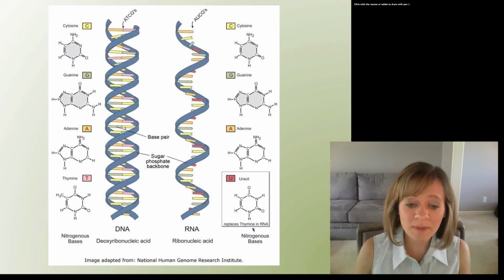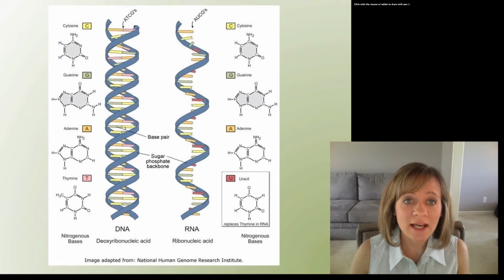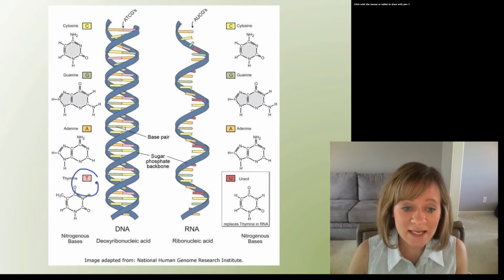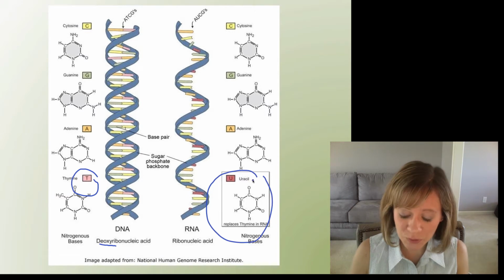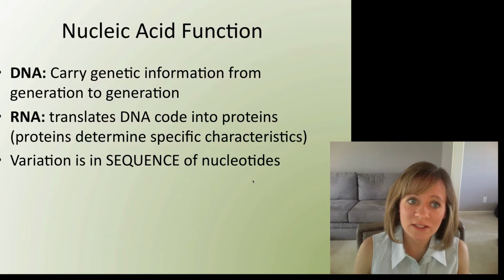Here's another figure comparing DNA to RNA. DNA double strand, we have T, and we have the sugar deoxyribose. RNA, a single strand, we have the base U, and we have the sugar ribose. So those are 3 big differences.